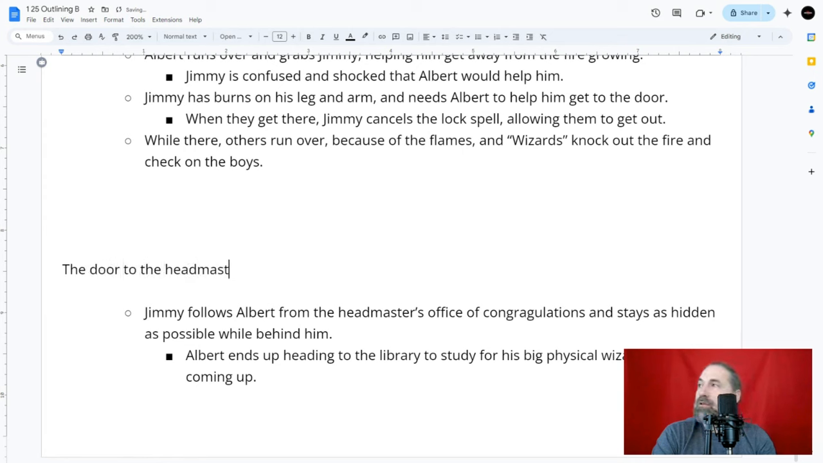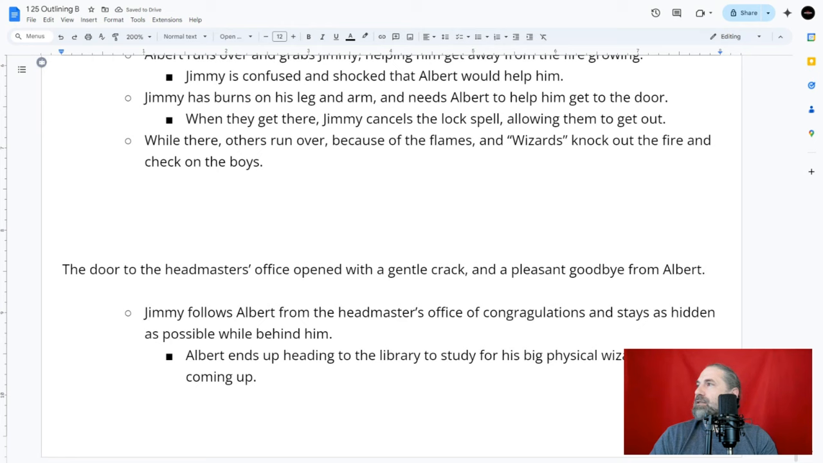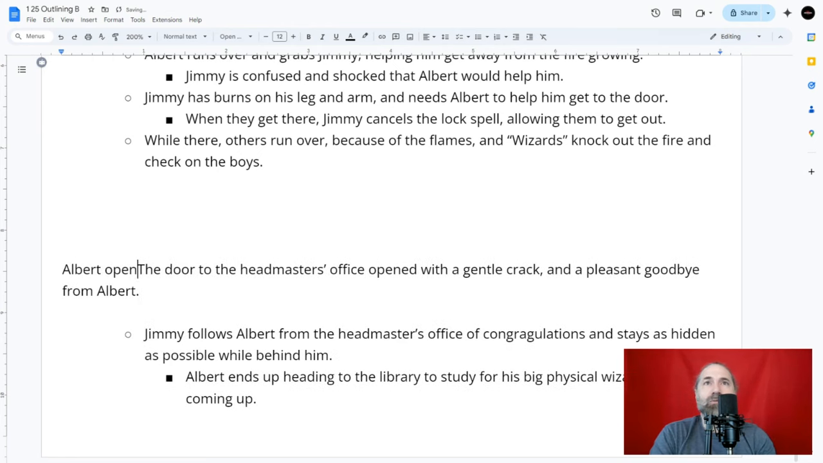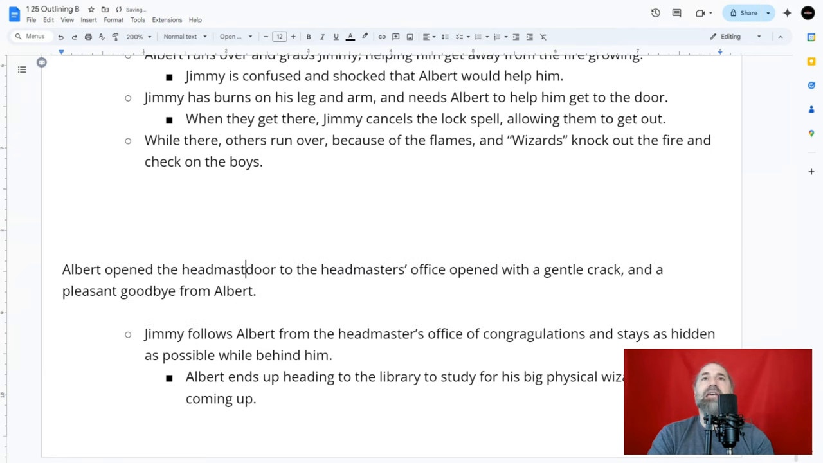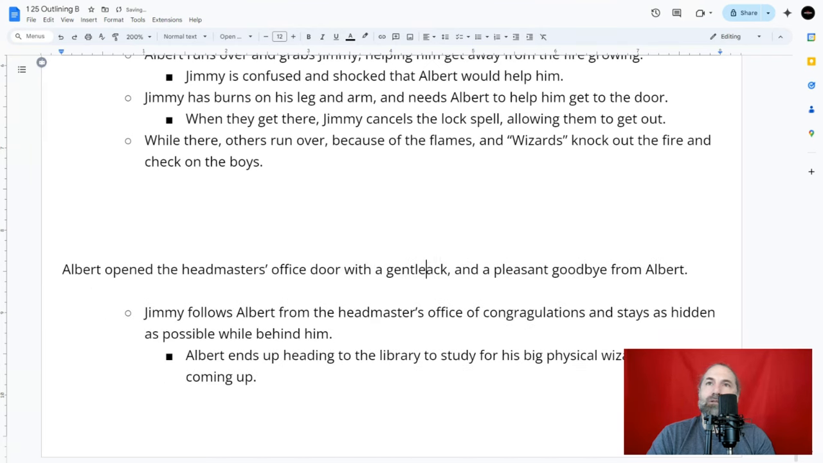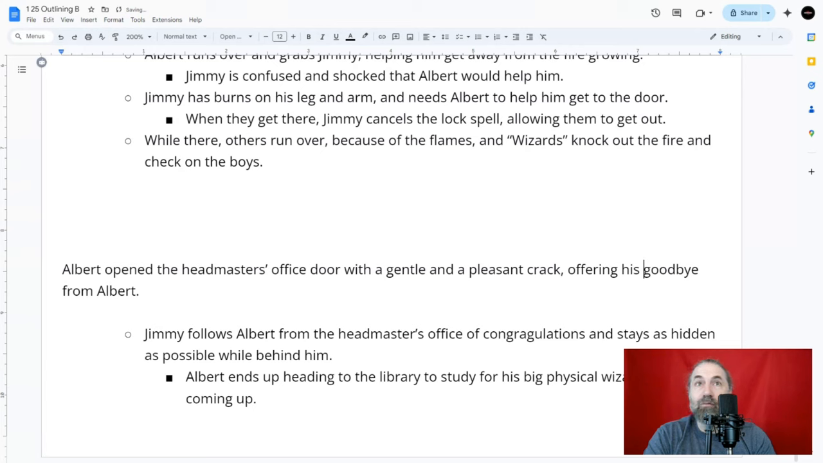The door to the headmaster's office opened with a gentle crack and a pleasant goodbye from Albert. Right, so I think that's kind of actually passive, but why don't we just go, Albert opened the headmaster's office door with a gentle and pleasant crack, offering goodbyes as he closed the door behind him.